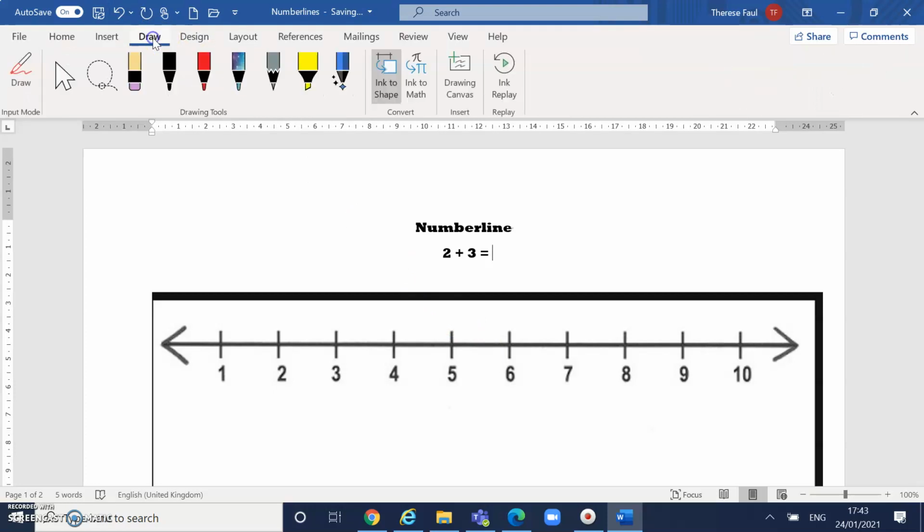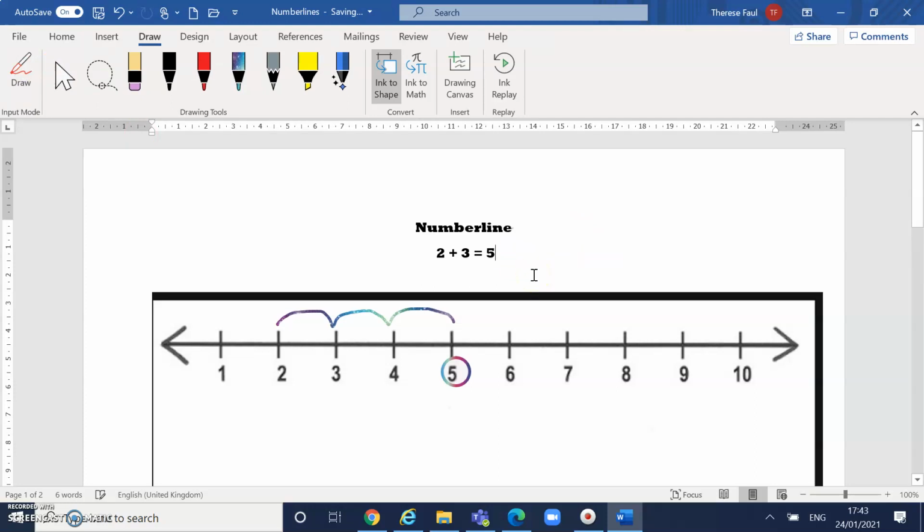Okay, so I'm just going to move to my drawing tool here. I'm going to get my pen. So it's 2 plus 3. The first number is 2, so I find the number 2 on the number line. And then it's plus 3, so I'm going to move to the right 1, 2, 3 places, okay? And I end up at the number 5. So my answer is 5. Is that okay? So I just go up here and I put in my answer of 5.